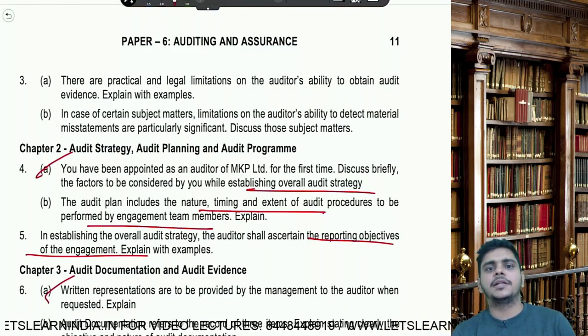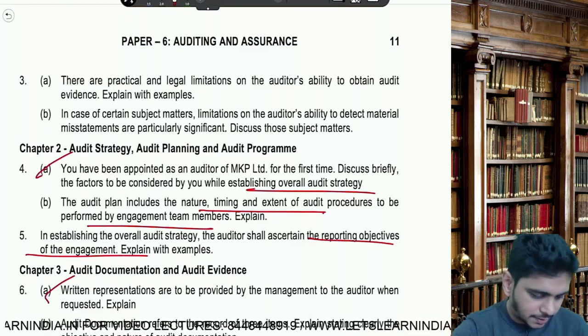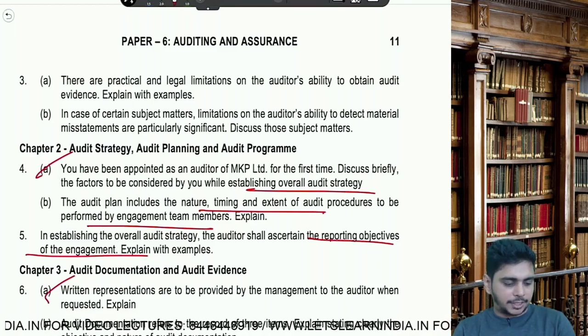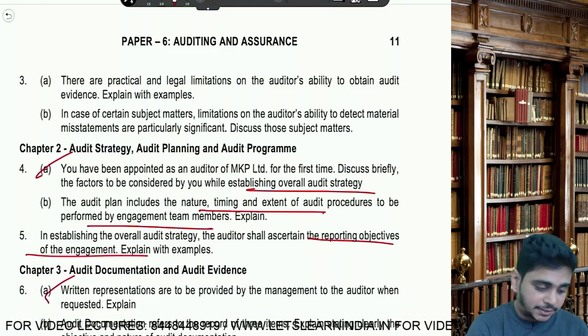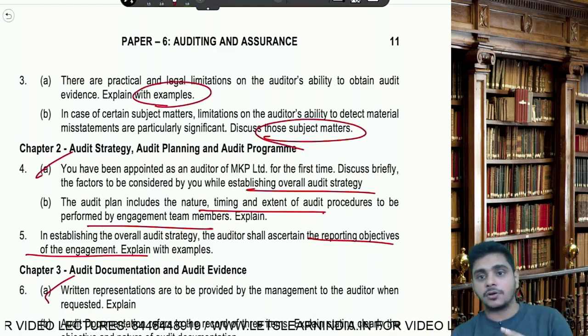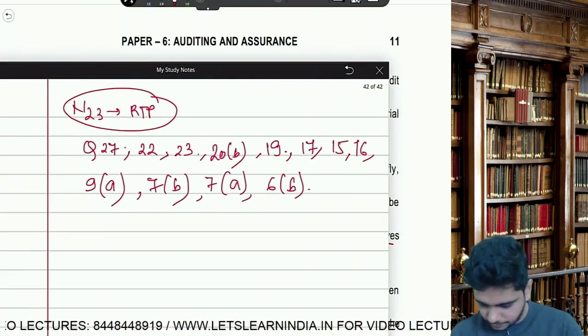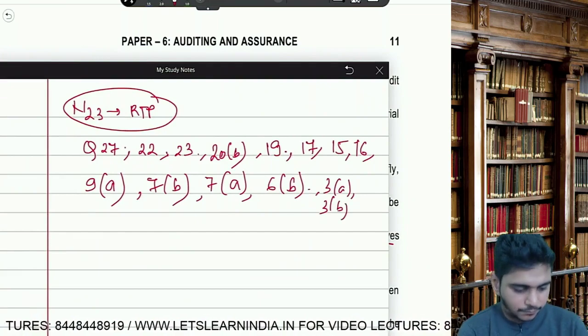Third. There are practical and legal limitations on the auditor's ability to obtain audit evidence. Explain with examples. And in certain audit subject matters, limitations on the auditor's ability to detect misstatements are particularly significant. Discuss those mechanisms. So here in this RTP, what ICAI has done is they have asked a lot of questions with examples. So mark 3A and 3B.